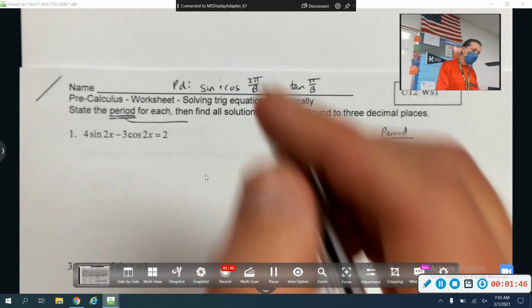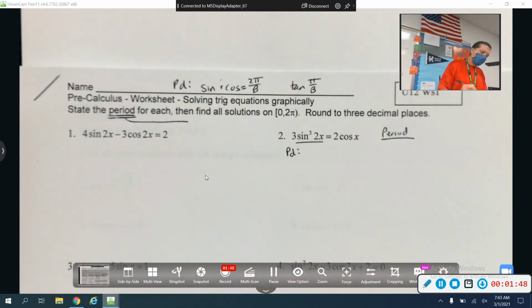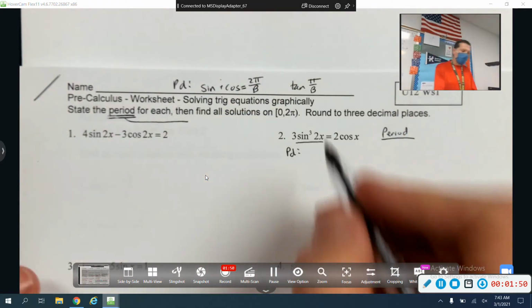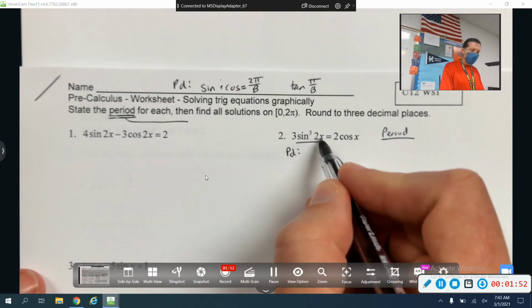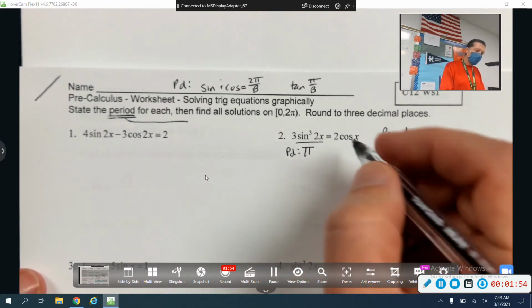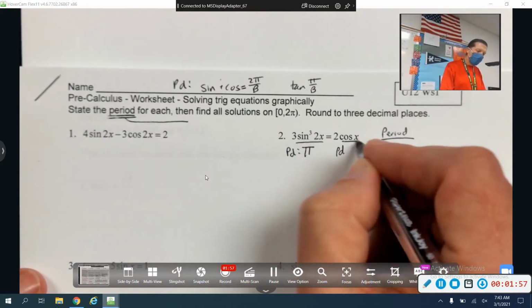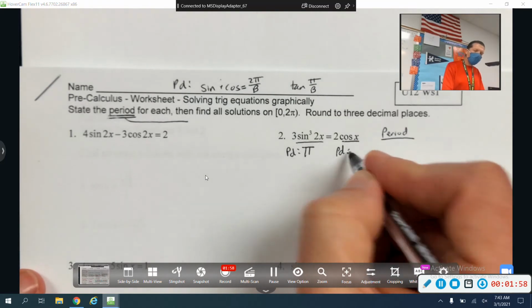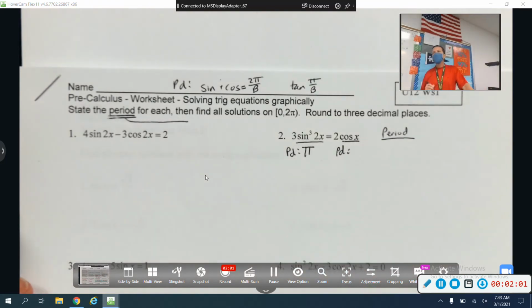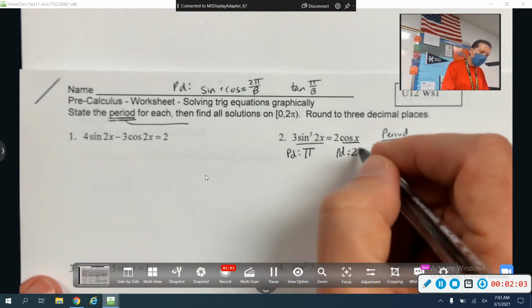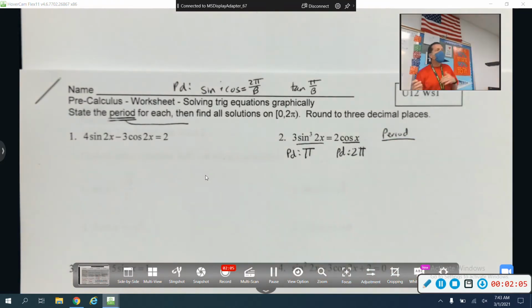Oh, it's been too long. Pi, right? Because the normal period's 2 pi. We divide by 2, so that period is pi. How about the period for cosine of x? 2 pi. So this is kind of a weird one. These are different periods for different pieces of the function.